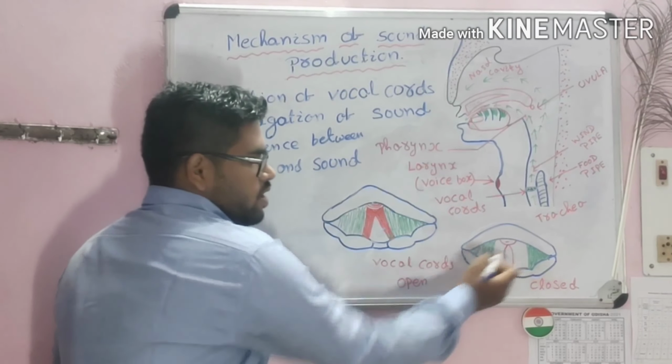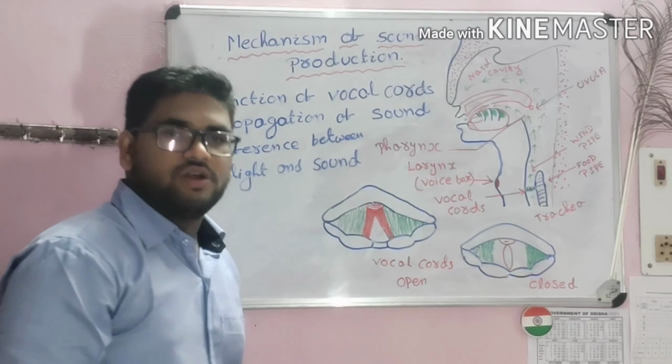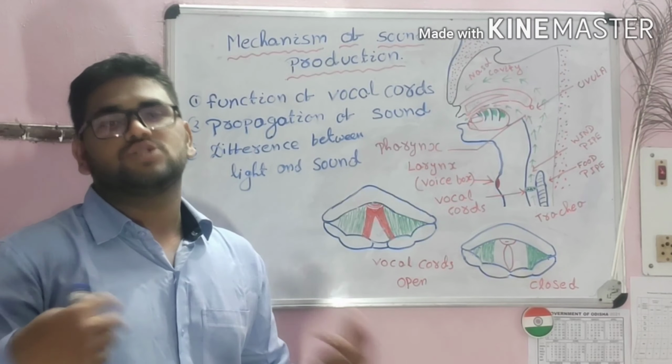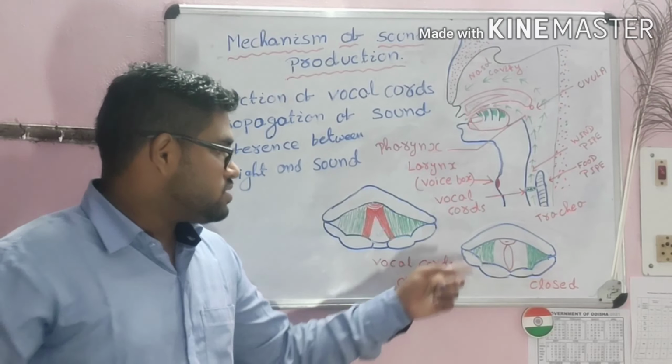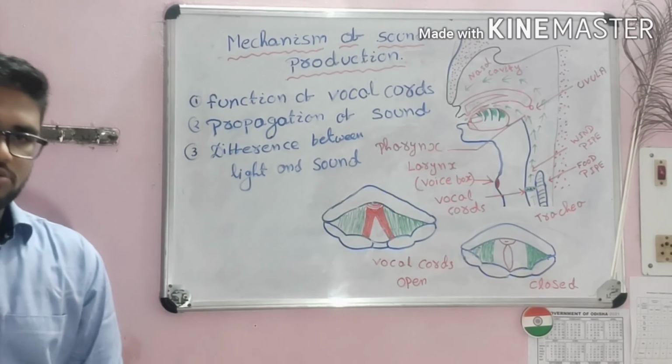But in this case, the vocal cord is closed, so no air can pass through it. So there will be no vibration and no sound. We cannot produce sound with closed vocal cords. Okay, this is the reason behind the production of sound.